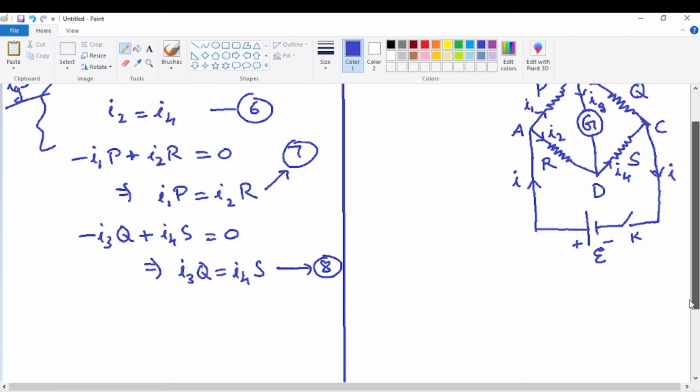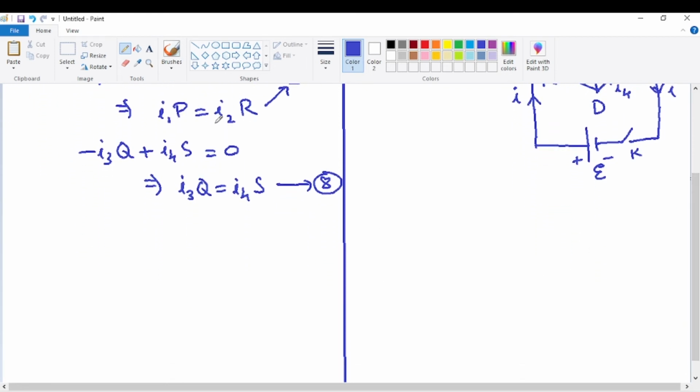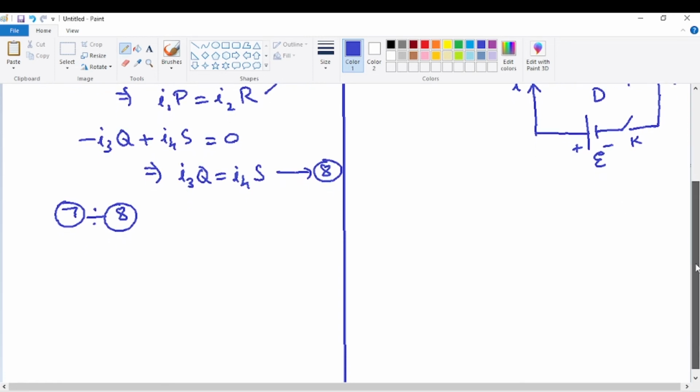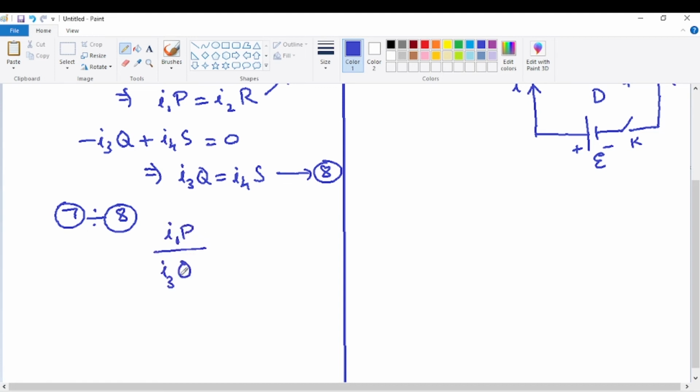Now this relation between the resistances, see here, four resistances are involved in the last two equations, 7 and 8. This relation can be written in a much simpler manner. So divide these two equations, equation 7 and equation 8. Now dividing two equations is actually meaningless, we can divide only two numbers. So what's the meaning of dividing the two equations? Divide the left hand sides of the two equations, I1P divided by I3Q.